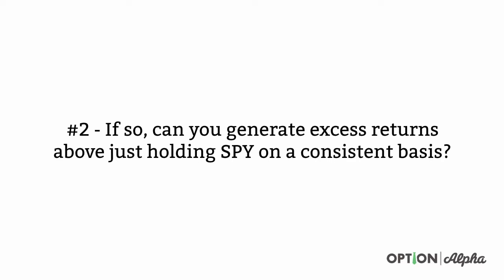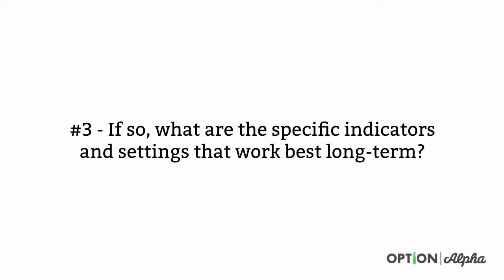So if it was more reliable than randomly picking a direction, can you generate money above the S&P 500? And if you can, what are the specific indicators and settings that work best long term? Again, it was the difference between finding out, does the 6-day moving average as an indicator work better than the 10 or the 50 or the 100? Or does the 21-day RSI work better than the 18 or the 15 or the 13-day RSI? What are the settings that worked best long term?